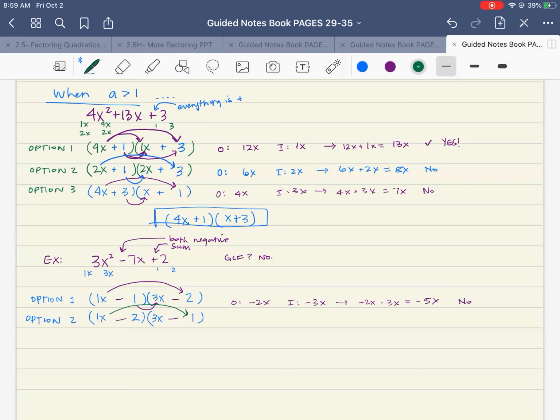So we check the next one. 1x times 1. Again, that gives me a negative 1x. Notice inside times inside, negative 2 times 3x is giving me a negative 6x. So here we have negative 1x minus 6x, which gives us negative 7x. Yes, victory. That is what we're looking for. So our final factored form on this one would be x minus 2 and 3x minus 1. That's the order that would work for factoring this out.